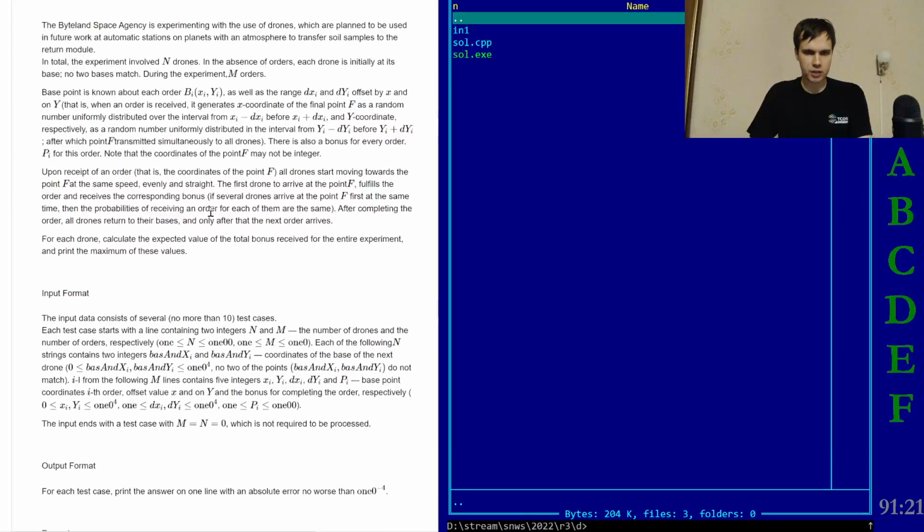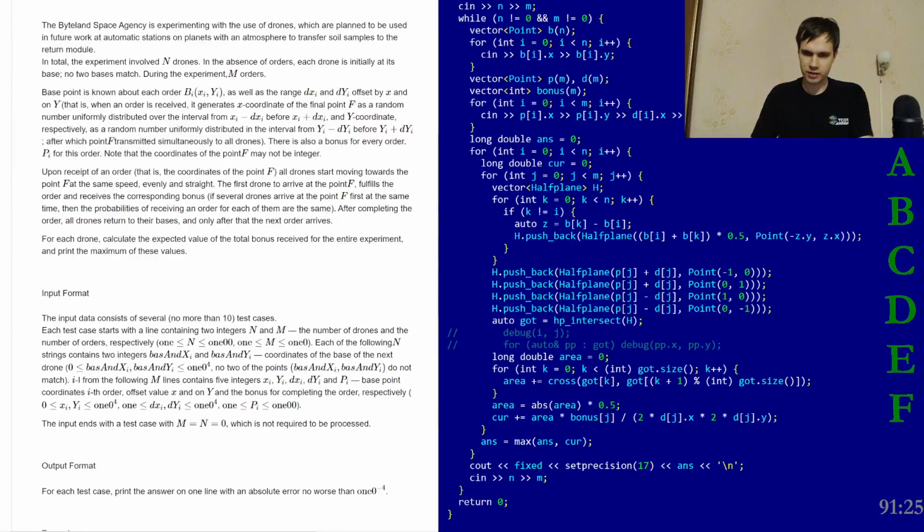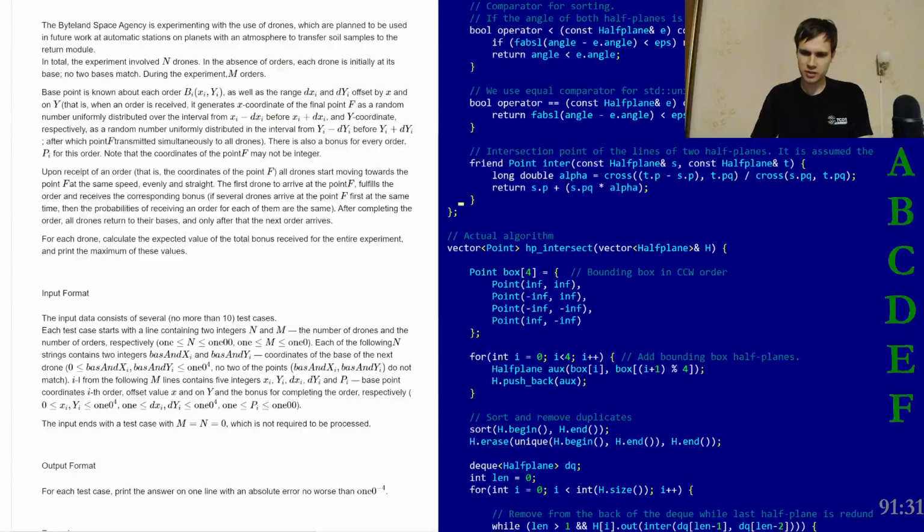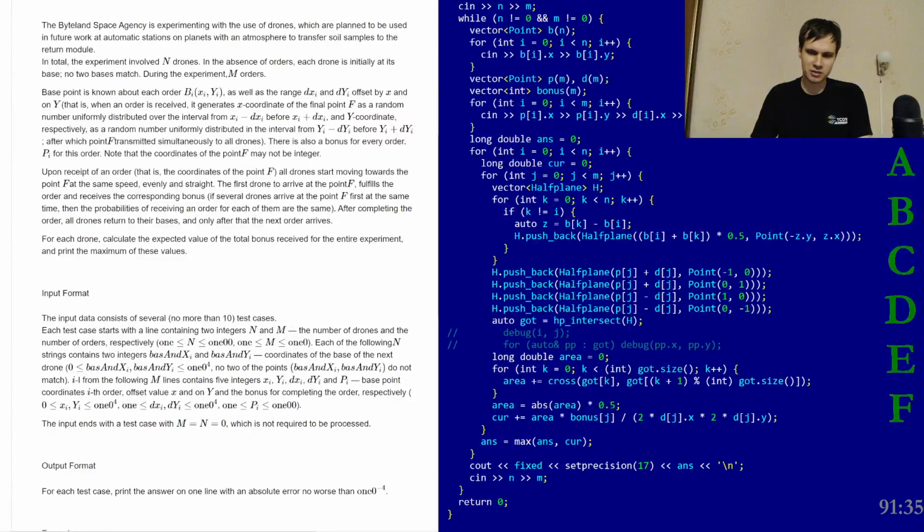So, problem D. I'm not sure, it's just kind of a straightforward half-plane intersection, which I copied from CP algorithms, I think. But yeah, it's a bit of a shame I don't have my own implementation, and I was lazy to implement one, but it's fine.